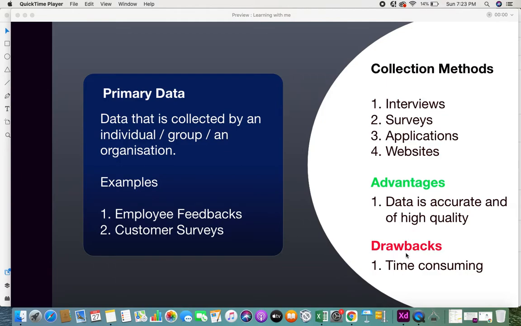And if you look at the drawbacks, it's time consuming. If you're collecting data through interviews, surveys, applications, websites, definitely it's going to be time consuming, because setting up interviews and collecting data is not a very easy task, depending on your audience's time availability and other aspects, setting up the questions, setting up your questionnaires. All these will take time, so it's not readily available at that moment. So the drawback of this type of data is that it is time consuming. So this is about primary data.